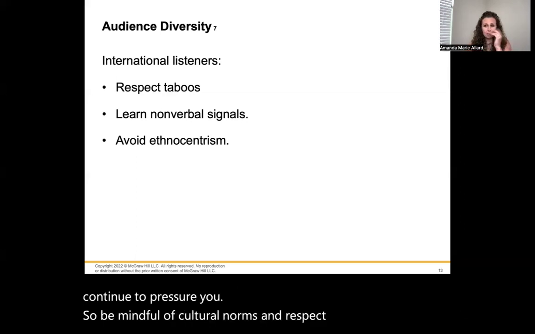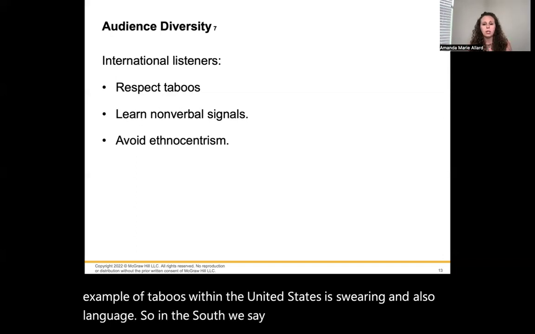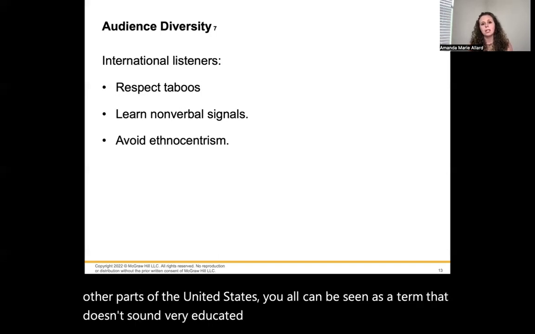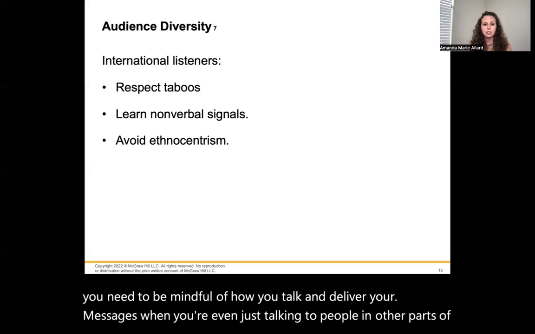Another great example of taboos within the United States is swearing, and also language. So in the South, we say y'all. It is slang for you all. In other parts of the United States, y'all can be seen as a term that doesn't sound very educated, and that's ultimately a stereotype. So you need to be mindful of how you talk and deliver your messages when you're even just talking to people in other parts of the United States.